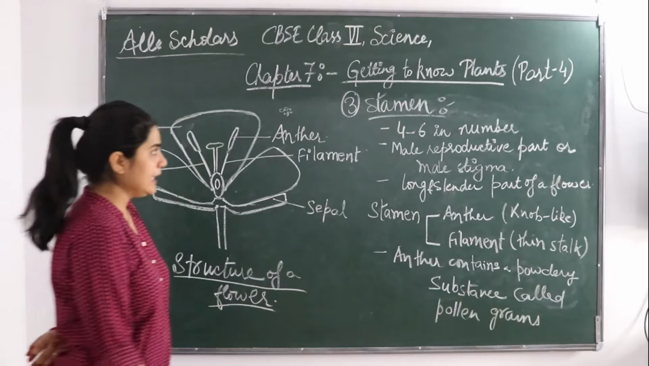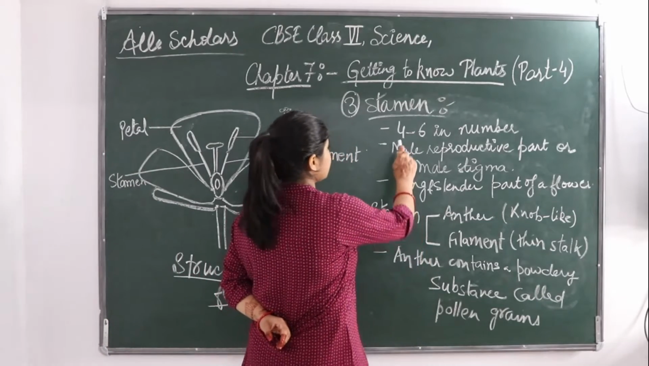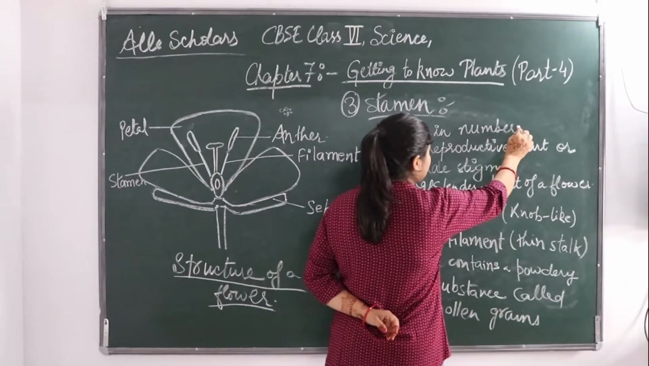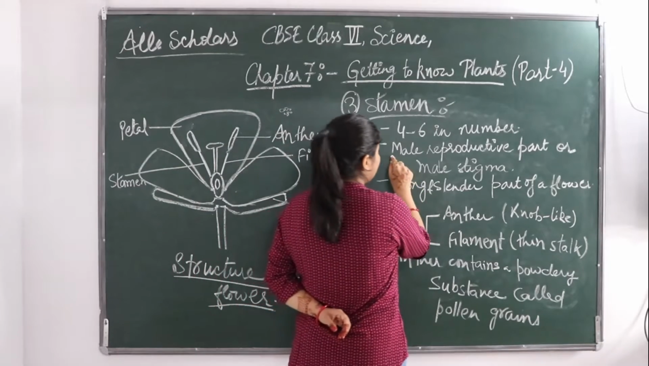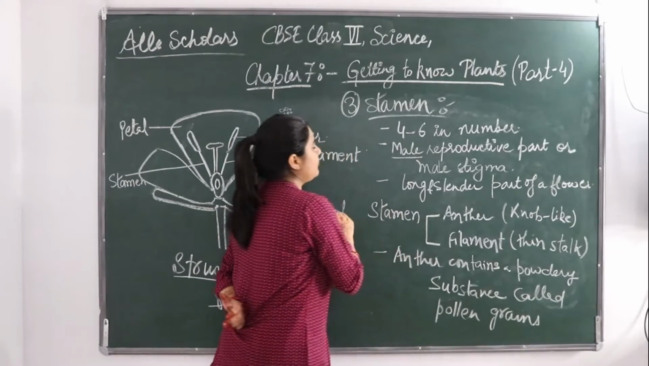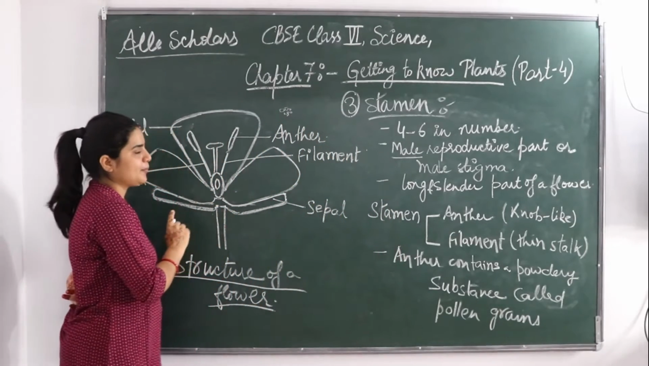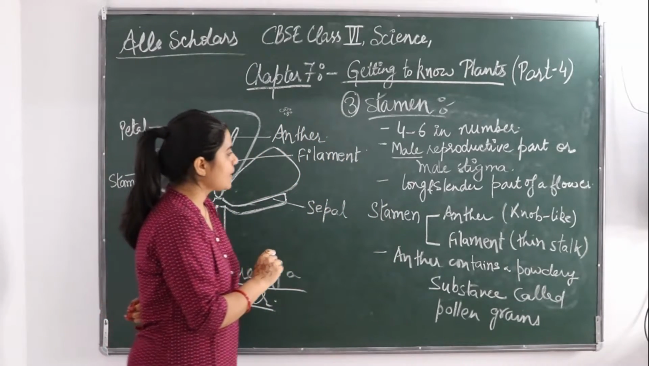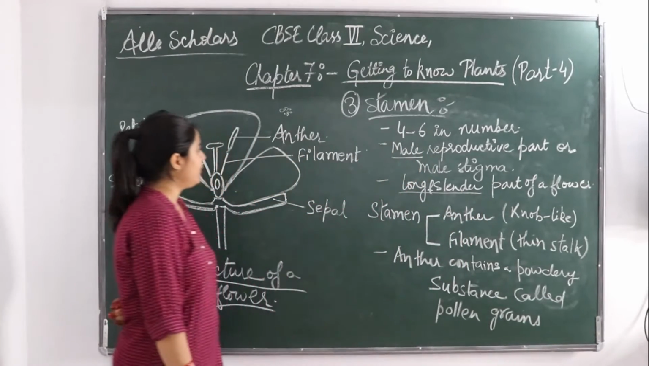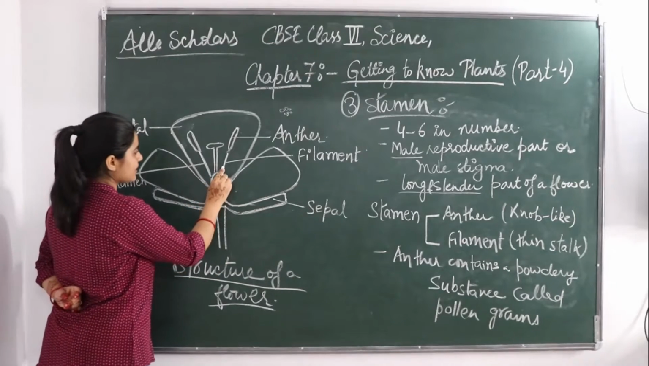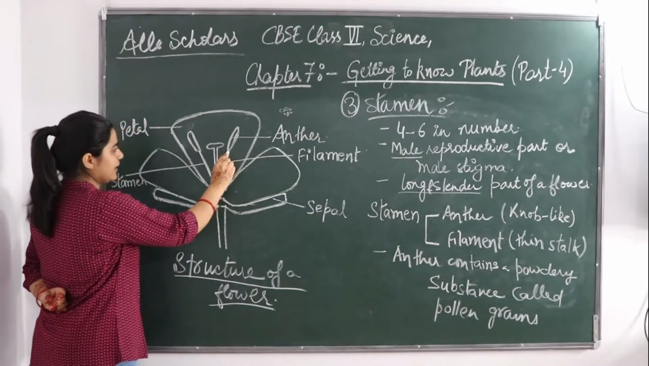So let's see again the features of a stamen. It is 4 to 6 in number. It can be 4, 5 or 6. It is a male reproductive part. The most important thing to remember is that it is a male reproductive part. Okay, and it is a long and cylindrical part of a flower, as you can see here.